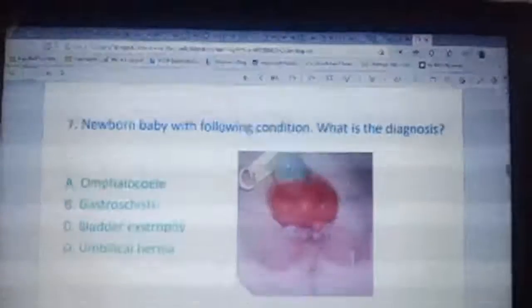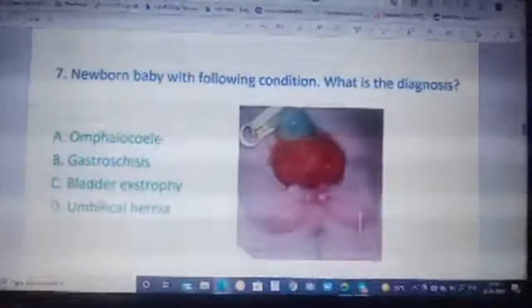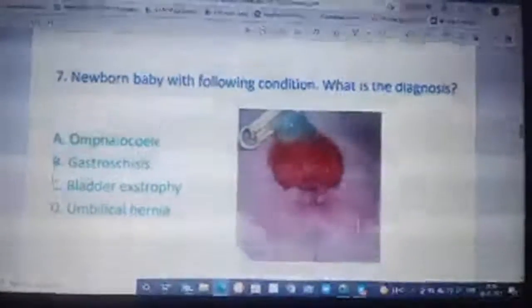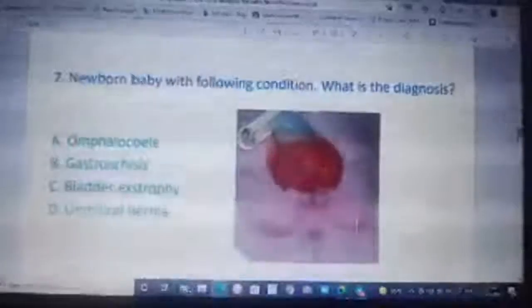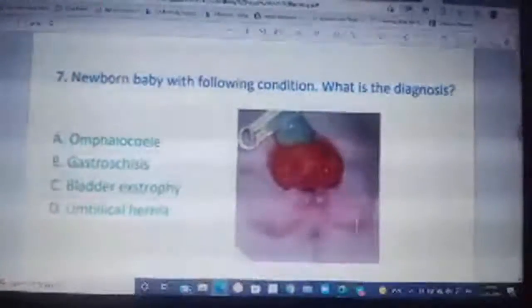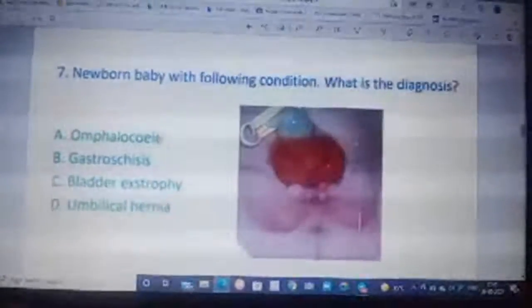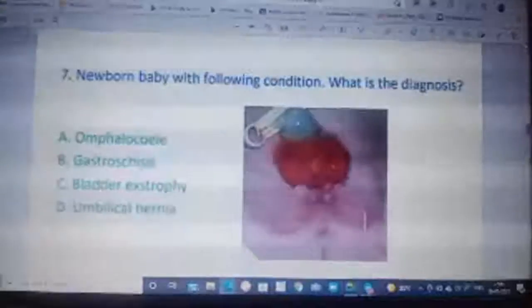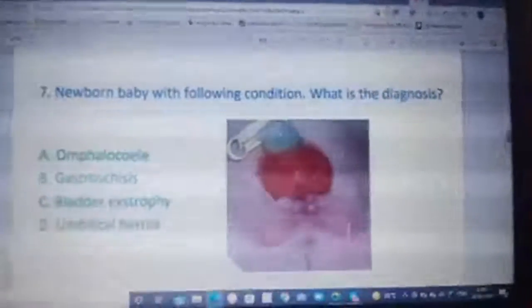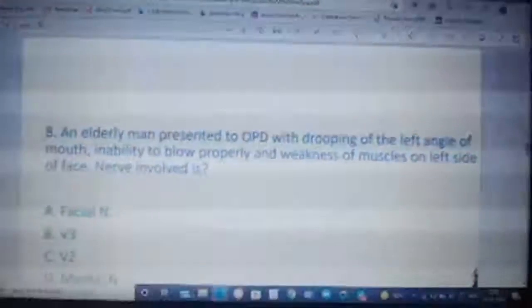And a newborn baby with the following condition. So what is the diagnosis? So this is the diagram we already discussed in the pediatrics portion, that this is the kidney bladder which comes out of the abdomen. It is not omphalocele because it is round in shape and contains peritoneum over it, and not gastroschisis or umbilical hernia because it is not covered with peritoneum. So the answer is ectopia vesicae.